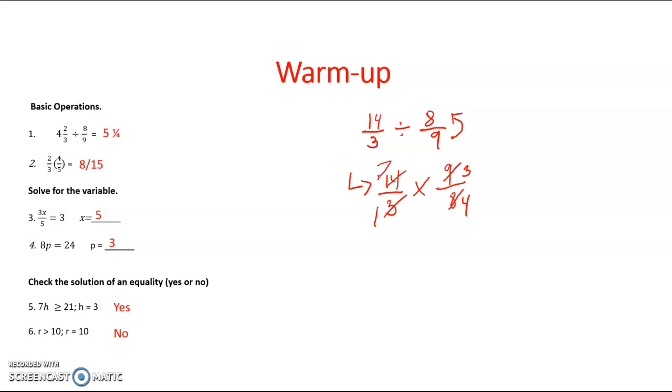All right, now that's much easier to multiply. So then I have 7 times 3 is 21 fourths. And I can simplify that as 5 and 1/4.